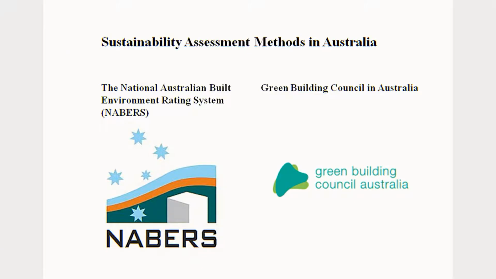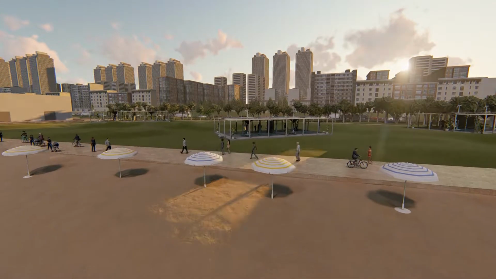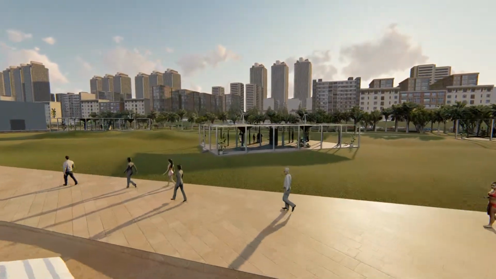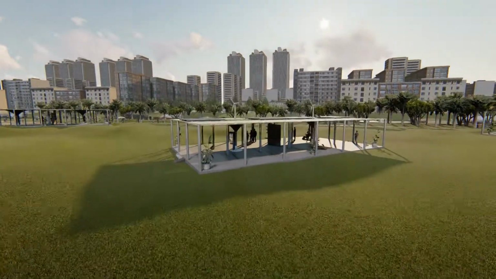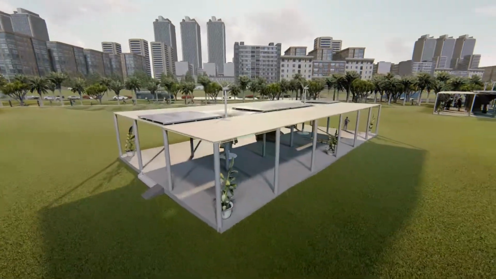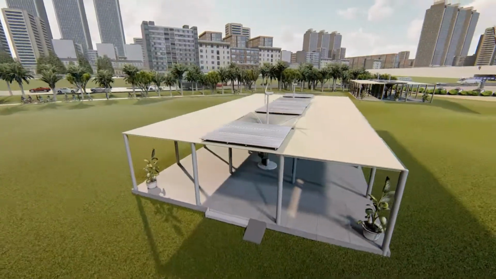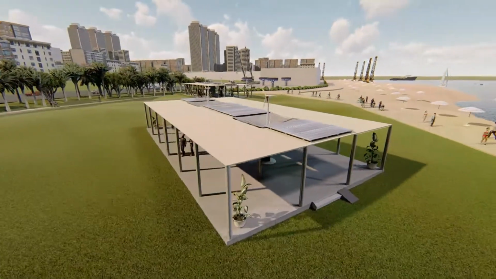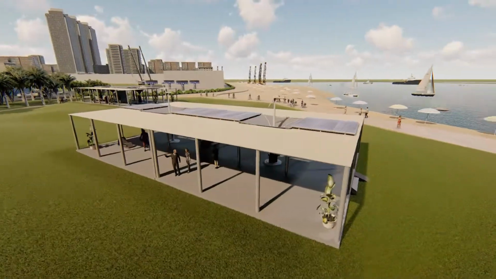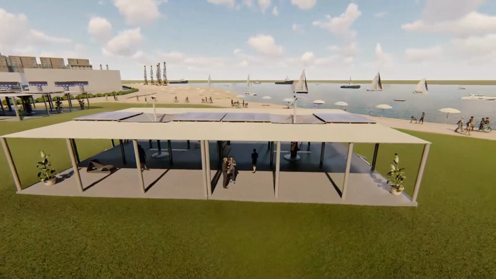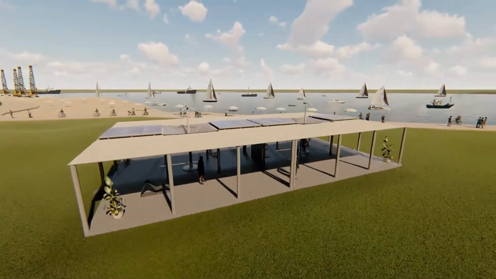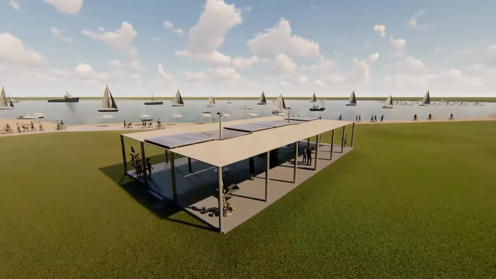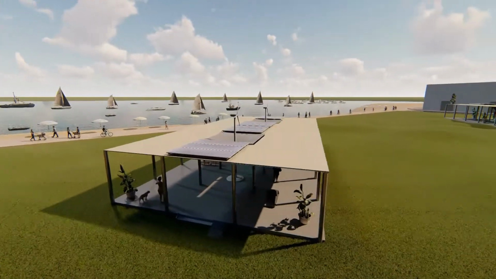Australia practices two main assessment methods by NABERS and the Green Building Council in Australia. Our pavilion is designed in a simple yet practical shape with dynamic features. It will serve the public as a shelter from sunlight and rain, and become a comfort zone throughout the year. We shall now present individual scenarios for each season without having any negative environmental impact and by using naturally available energy sources.